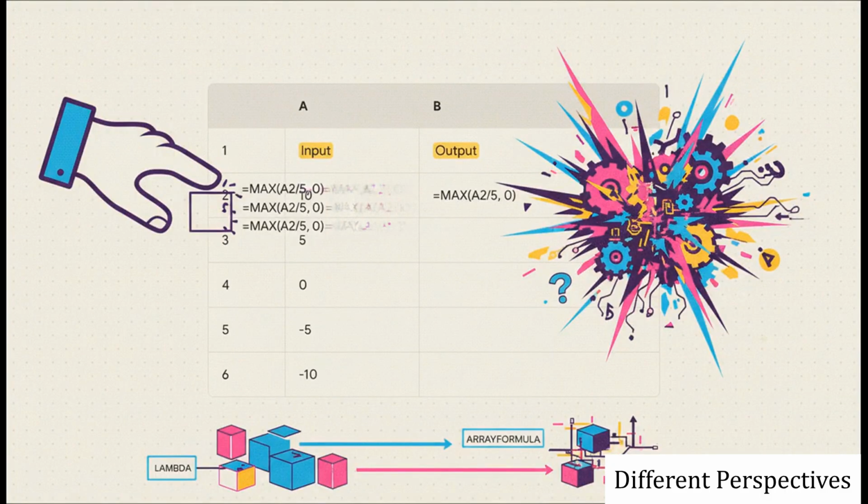See? This right here, the classic drag and fill. It's totally fine for simple stuff. We've all done it a million times. But what happens when you need to do something a little more complex? What happens when this reliable old method just breaks?